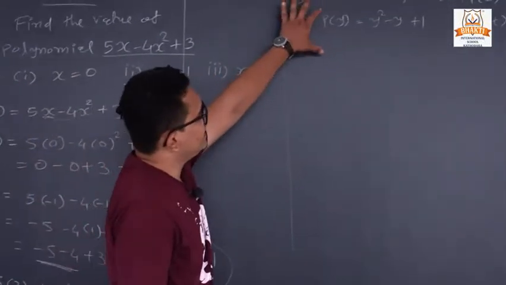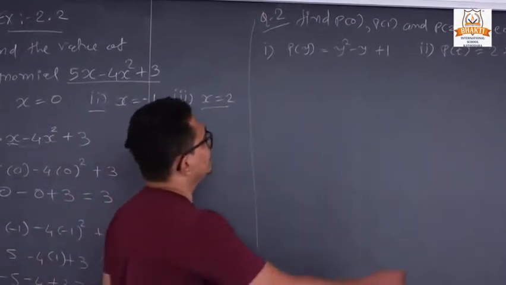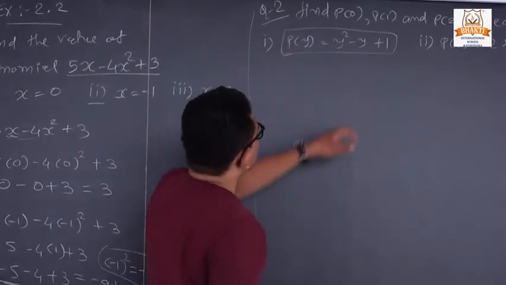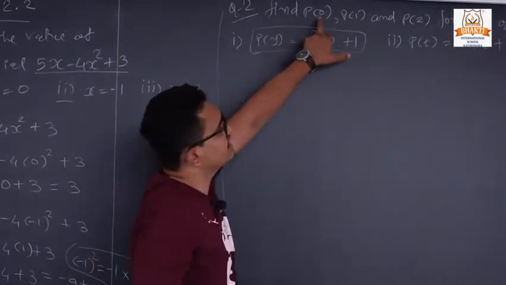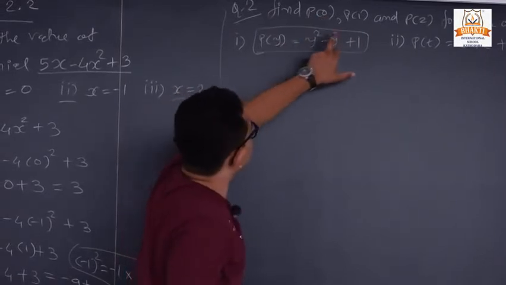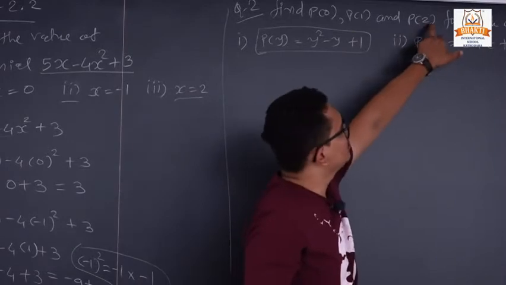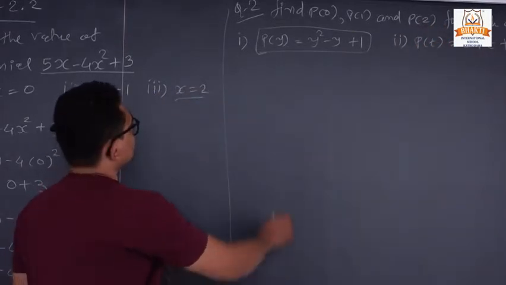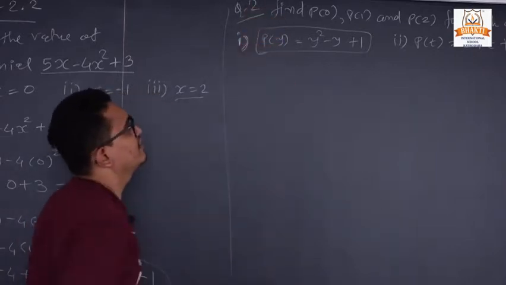Now, same question as our question number 1, but here the polynomial is different. See that polynomial. Find the value of p of 0. It means y is replaced with 0. Then y is replaced with 1, and then y is replaced with 2. And we want to find out the value of each polynomial. So we are going to start our question number 2, first example.